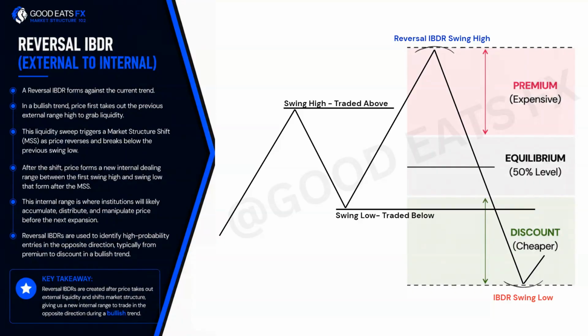This internal range is where institutions will likely accumulate, distribute, and manipulate price before the next expansion. So, reversal IBDRs are going to be used to identify high probability entries in the opposite direction, typically from premium to discount in a bullish trend.